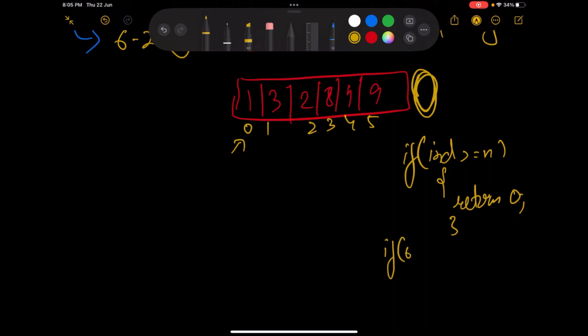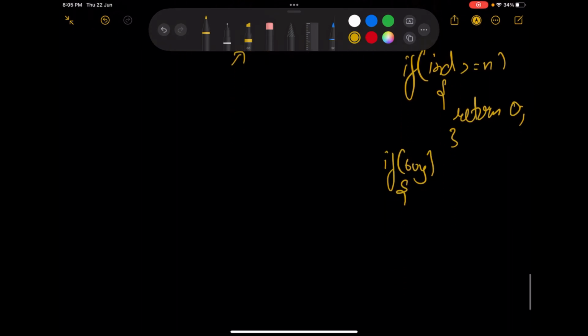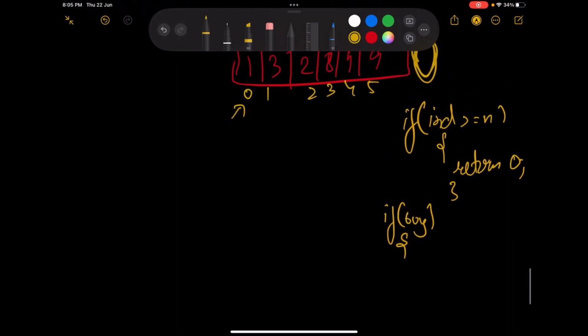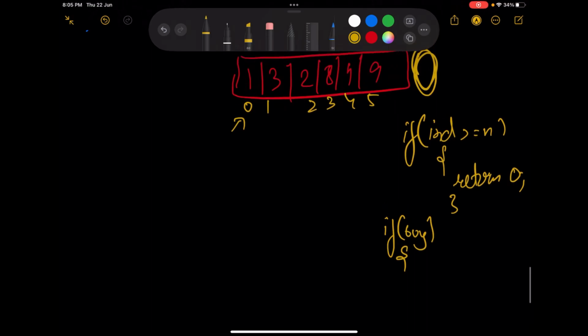If buy, like previously I haven't bought the stock, so what I will be doing, I can choose to buy at this index, I can choose to buy at this index, I can choose to buy at this index, right? I have multiple choices. So if I buy this stock, I will subtract this amount from my initial amount. So for example, I have 100, I thought of buying this stock, so I will do 100 minus 1, which is 99, and I will go ahead on selling.